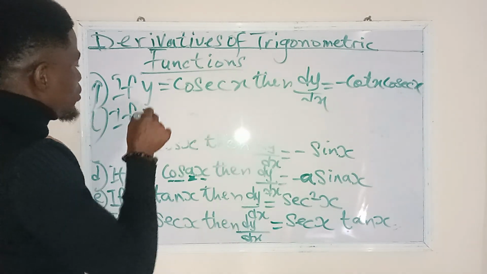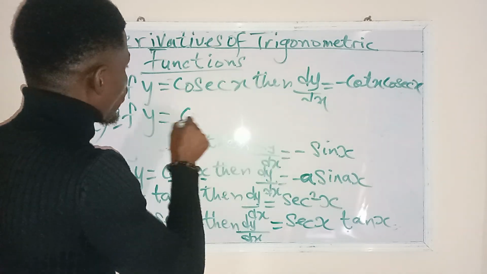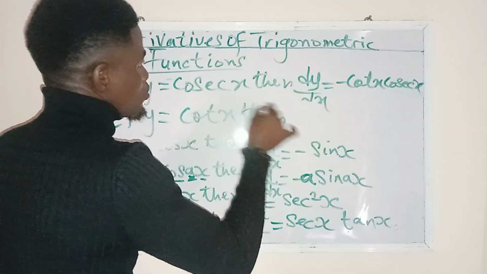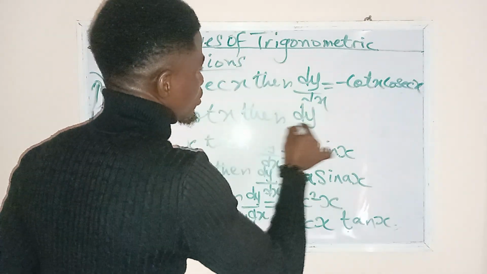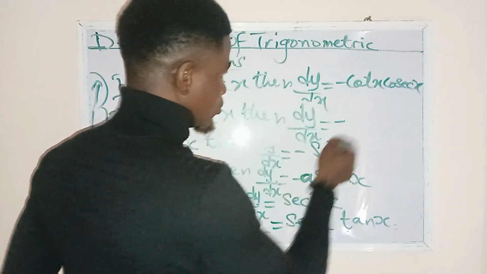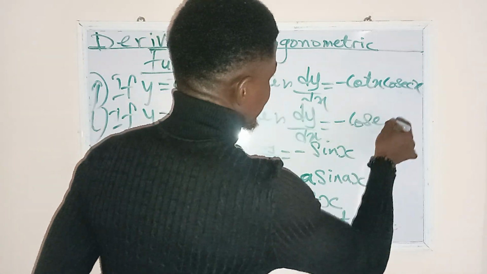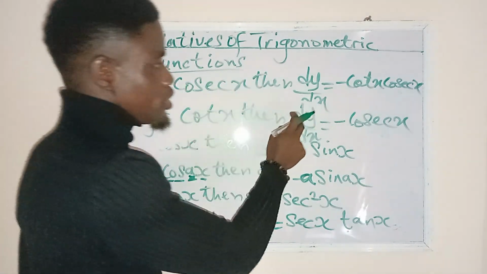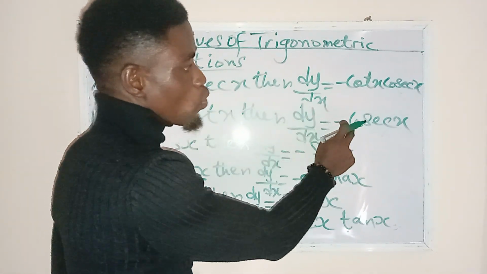If y equals cot x, then we have dy/dx equals minus cosec squared x. So the differentiation of cot x will give you dy/dx equals minus cosec squared x.